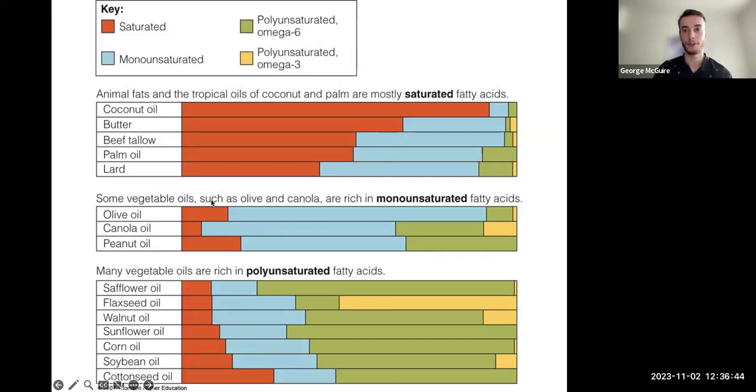And then some vegetable oils, specifically olive, canola, and peanut oil, have a high concentration of monounsaturated fats, where there is a single double bond along their fatty acid chain. But most vegetable oils are really high in polyunsaturated fats, these omega-3s and omega-6 fats here. You can see those much larger portions being taken up by the polyunsaturated fats and very low proportions being taken up by saturated fats.